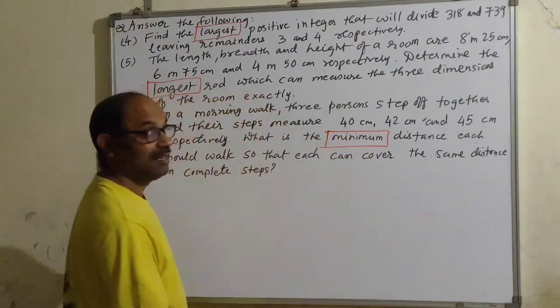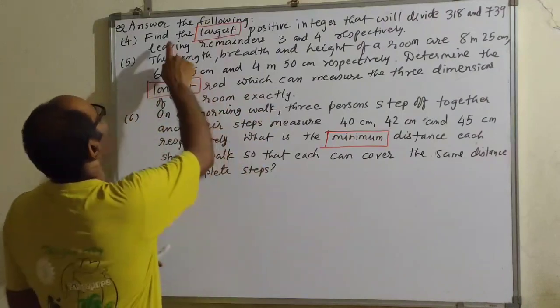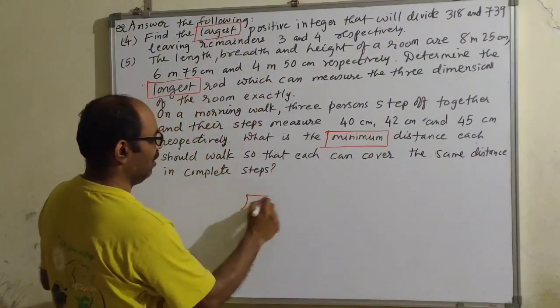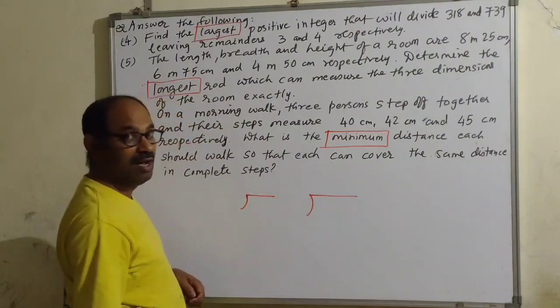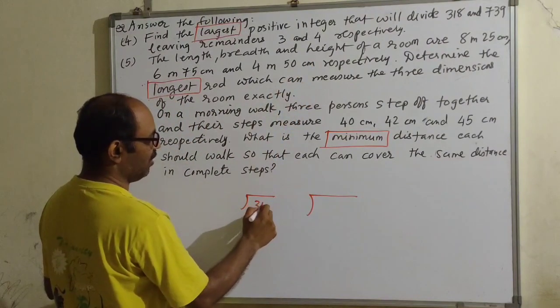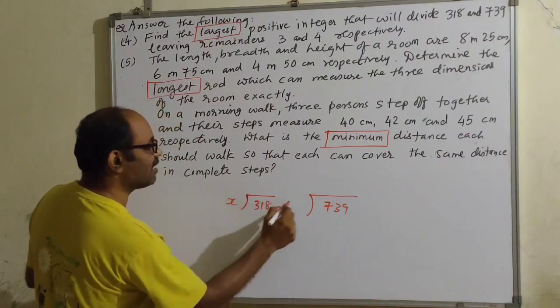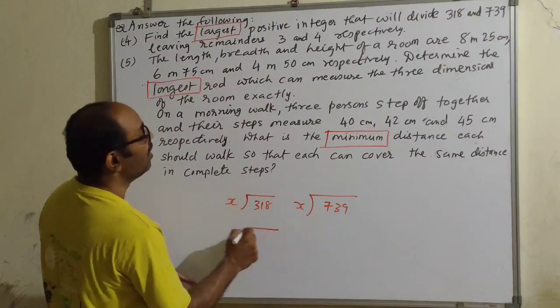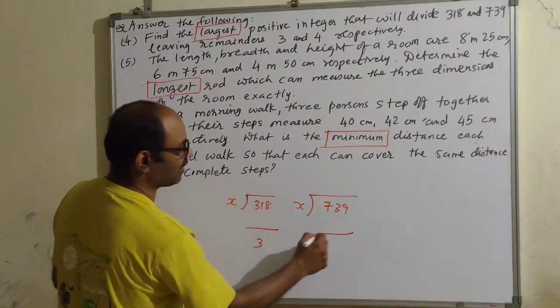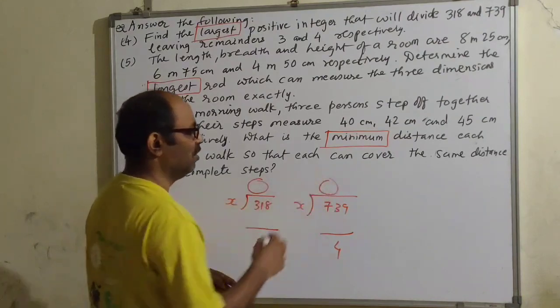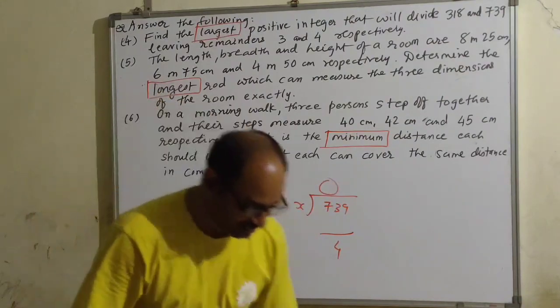Let's see. Now we'll try to understand each one by one. The largest positive integer that will divide 318 and 739. This is the largest number that will divide these two numbers, leaving the remainder 3 in the first case and 4 in the second case. Please try to understand.